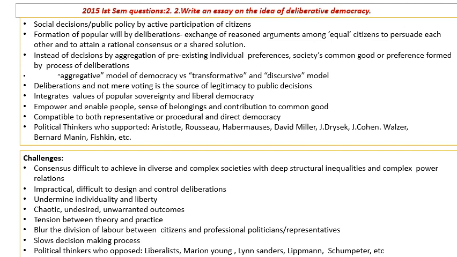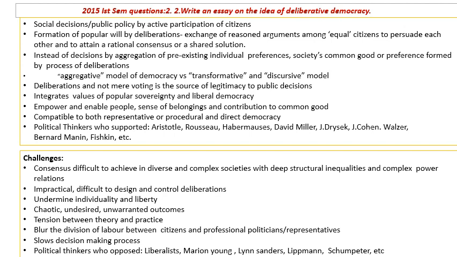So in this, what happens? The essence is that social decision, public policy, is made by active participation of citizens who form the popular or general will by deliberations. What is good for society, they come together, they exchange reasoned arguments. Of course, the citizens should be equal. They should not be under any kind of constraint or obligation to accept one another's idea. Only by argument can one persuade each other and attain a rational consensus or shared solution. That is what deliberation means in political science, or democracy means, instead of decision by aggregation of pre-existing individual preferences.